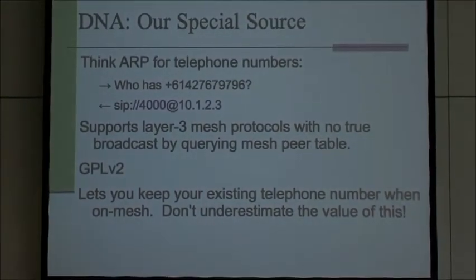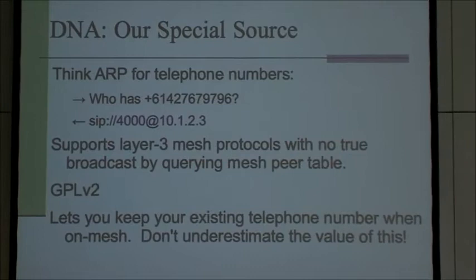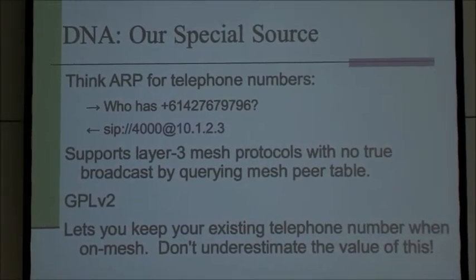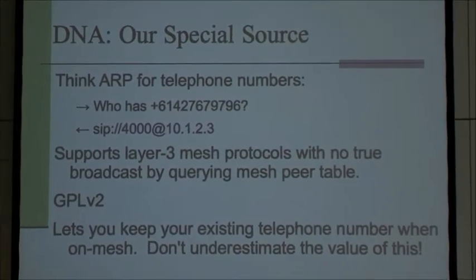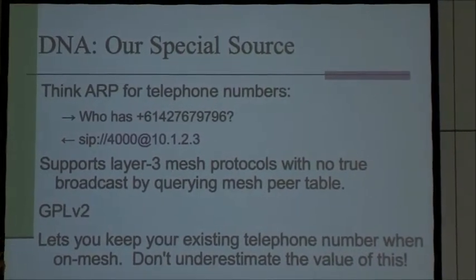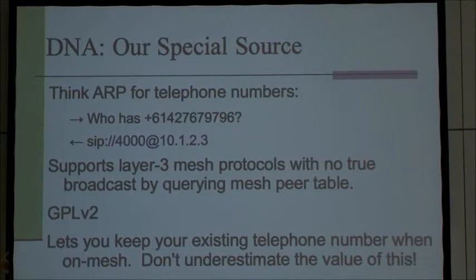So in terms of how DNA actually works, it's in fact alarmingly simple. If you're familiar with ARP for resolving IP addresses and Ethernet addresses, it's the same basic idea. So you send out a request, so who has, that's my mobile phone number, and a node on the mesh will respond and say, okay, that's available at the following SIP address. And then you just place the call ordinarily as you would with SIP.